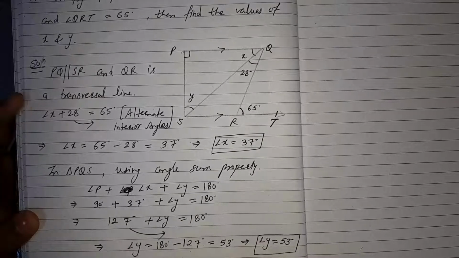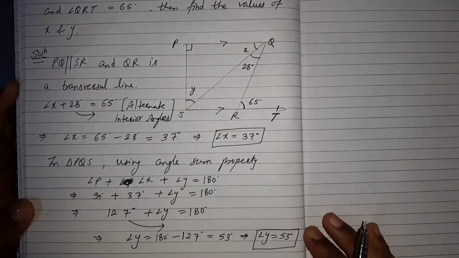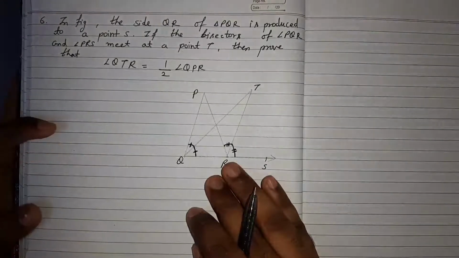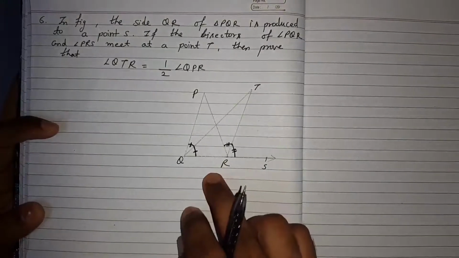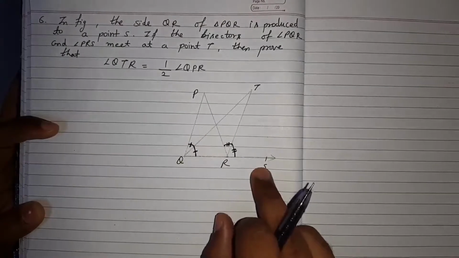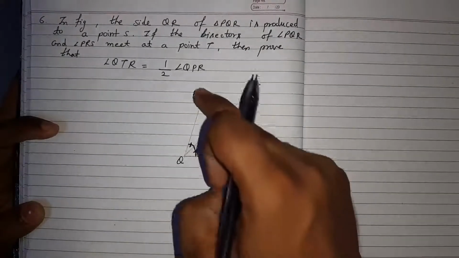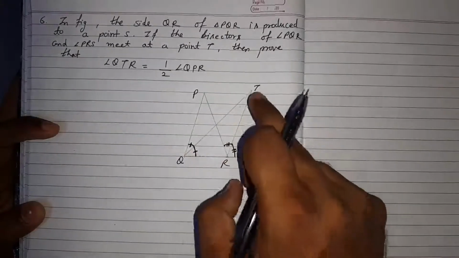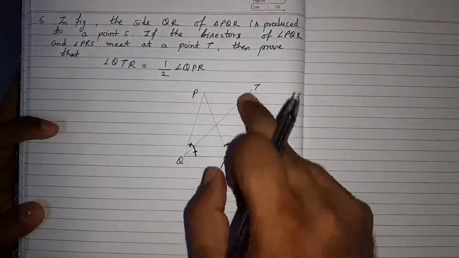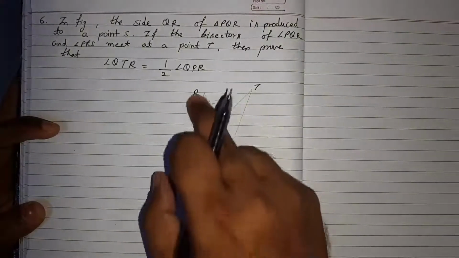So I think this question is clear to all of you. Now question number 6 is: in the figure, the side QR of triangle PQR is produced to a point S. If the bisectors of angle PQR and angle PRS meet at a point T, then prove that angle QTR, this angle, is equal to half of angle QPR.